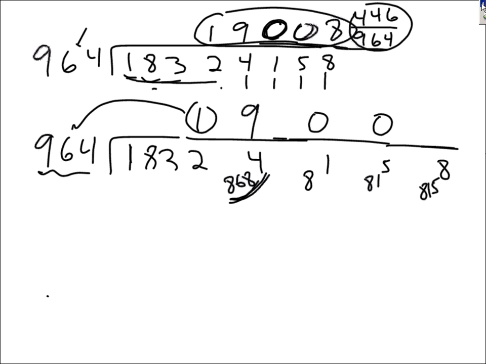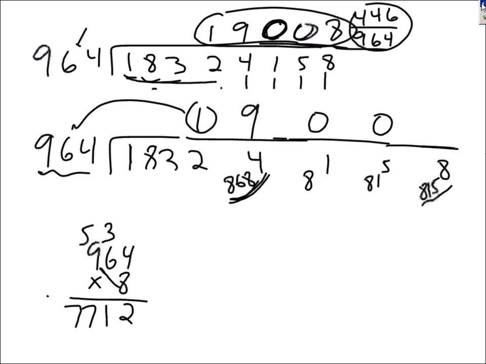Okay, now 964 times 8, well, 8 times 4 is 32. 8 times 6 is 48, and 3 is 51. 8 times 9 is 72 plus 5 is 77. That's the largest multiple of 964 that does not exceed 8158. So that's why I put an 8 up there. And then you have to know what you get when you have 8158 and you take away this number.